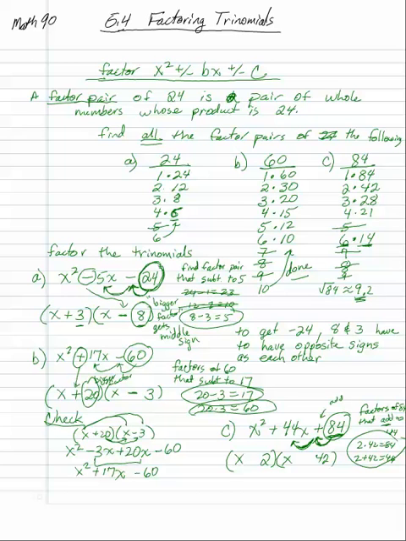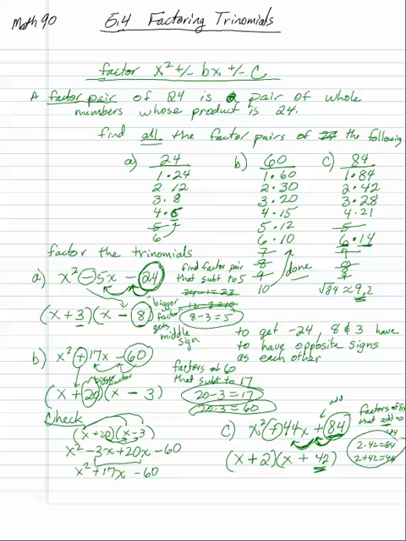Okay, so the bigger one gets the middle sign, and then to get a positive 84, the way you get a positive when you're multiplying is both signs have to be the same. They're both negative or they're both positive. So if the bigger one's positive and the signs have to be the same, that means they're both positive.